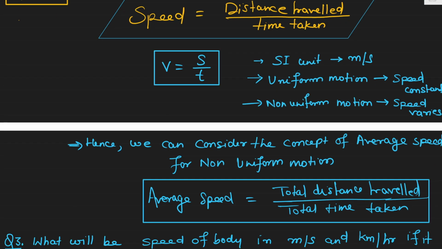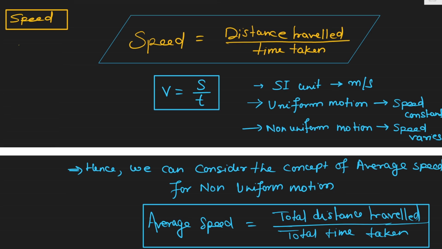Now we have speed. We know that speed is equal to distance traveled upon time taken, or simply we can write this as v equal to s upon t, and the SI unit of speed is meter per second. If it is uniform motion, then speed will be constant, and if it is non-uniform motion, then speed will vary, or will not remain constant. Hence we can consider the concept of average speed for non-uniform motion.